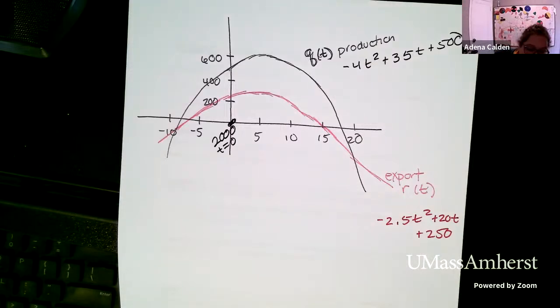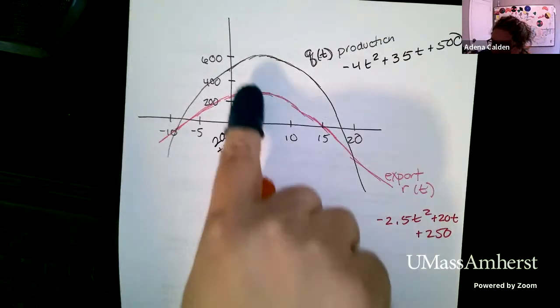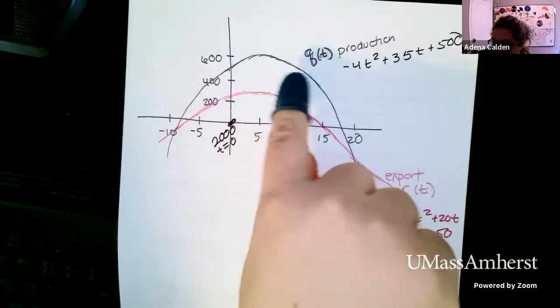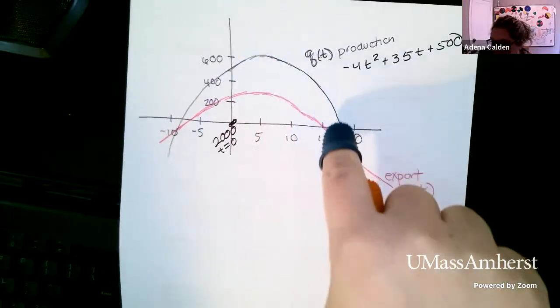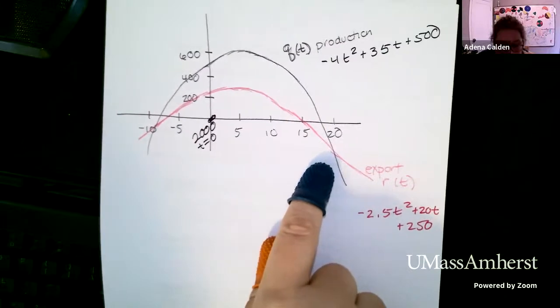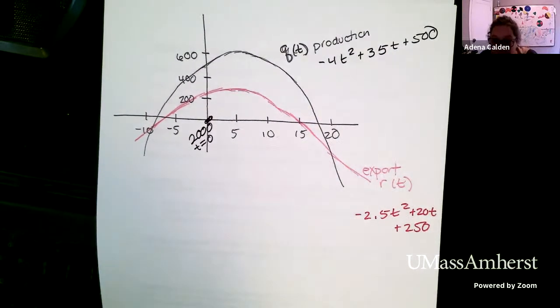Part B says, if the rate of production and the rate of exportation continue at the same rate, do we expect the demand from the exportation to exceed production? And if so, when? So if we look at the graph, we can see that production, the rate of production, is exceeding exportation for most of the time. But when we come over here, this is where they switch.